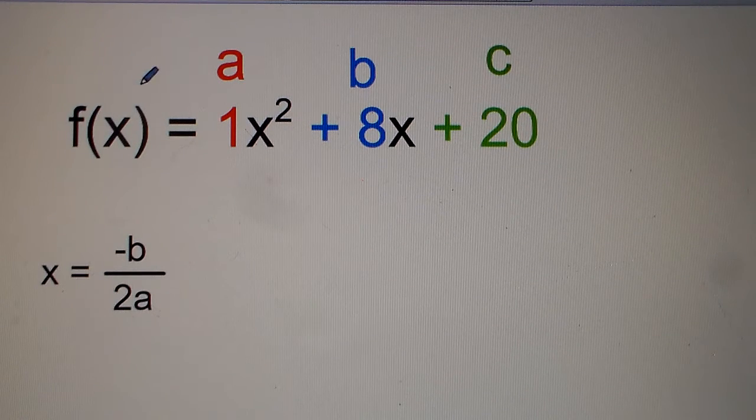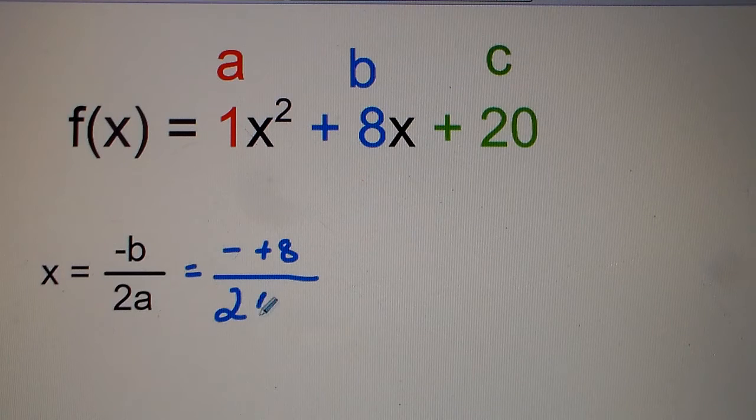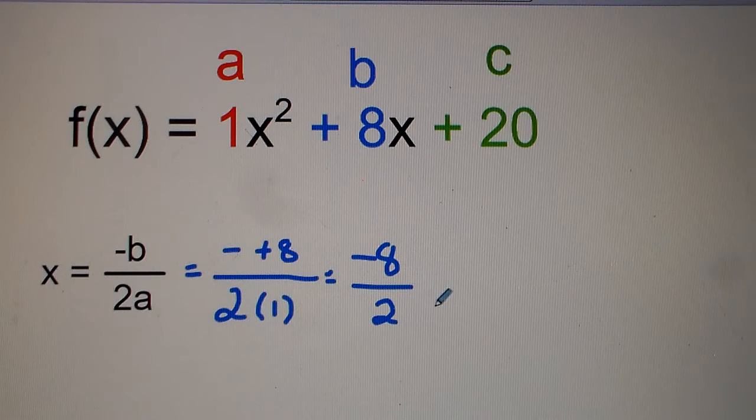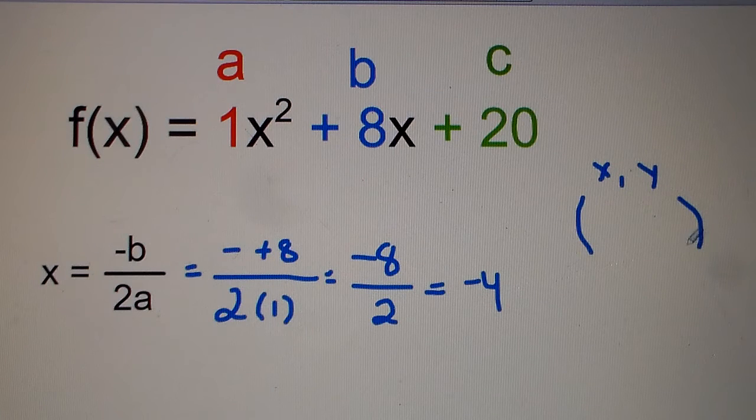So let's say we have to graph this function f of x is equal to 1x squared plus 8x plus 20. We know our a is positive 1, our b is positive 8, and our c is positive 20. To find out the x value in our vertex, we just do minus b divided by 2a. Well, our minus b, so we got minus a positive 8 divided by 2 times my a value, which is 1. When I simplify this, a negative and a positive make a negative, so that's a negative 8. 2 times 1 is 2. Negative 8 divided by 2 is negative 4. So my x value of my vertex is at negative 4.